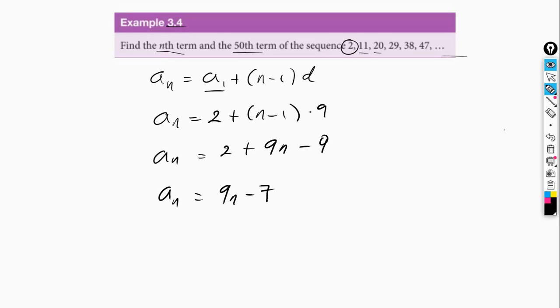To find the 50th term, all we need to do is plug in 50. So the 50th term is equal to 9 times 50 minus 7, and this is going to equal 443.